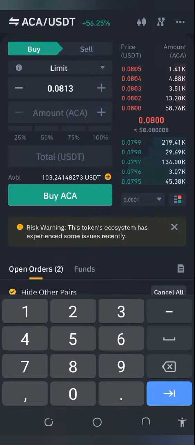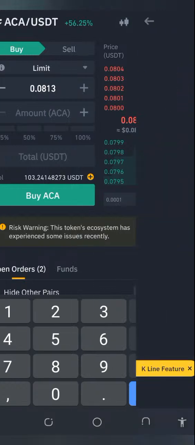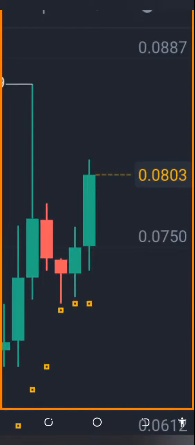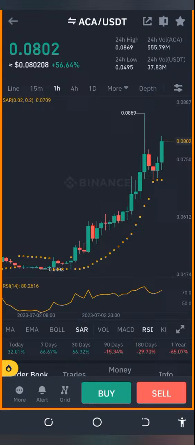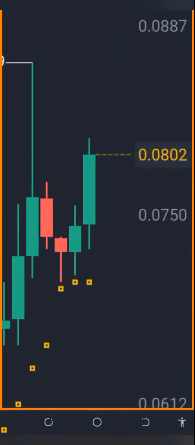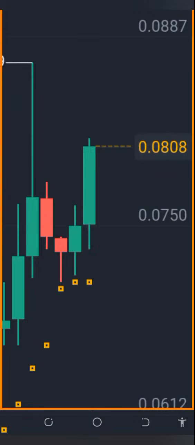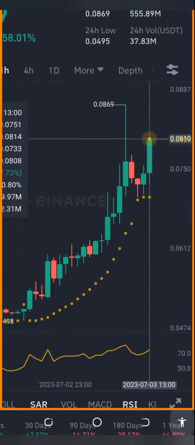Now, just right before your eyes, I didn't even have to go and sit down and rest. Just right before your eyes, see what happened. We had a great bull run. Oh my God. Can you see this? It hit. Let me show you again. It hit 809 right before your eyes. Oh my God. It even hit up to what? It hit up to 810.